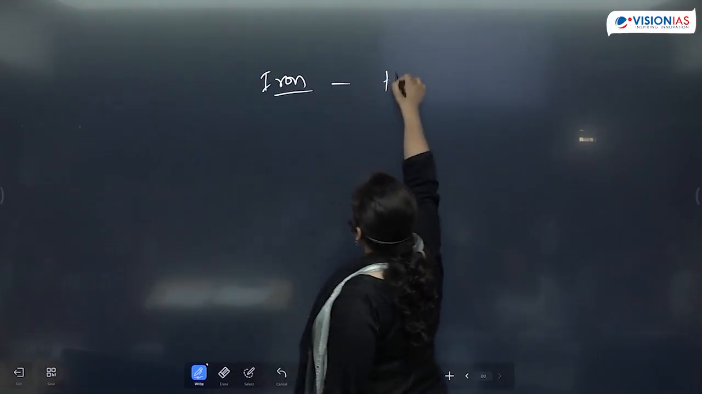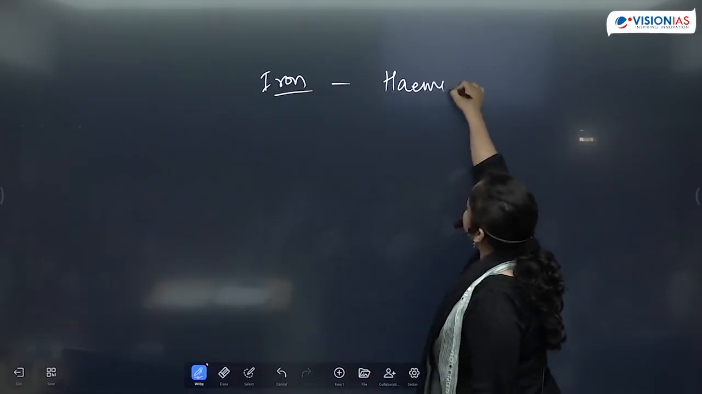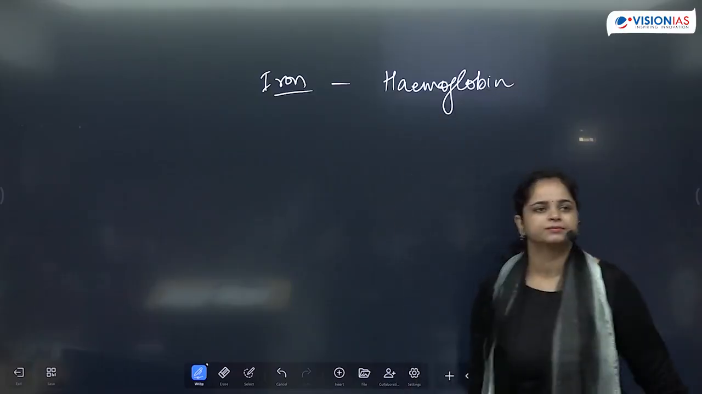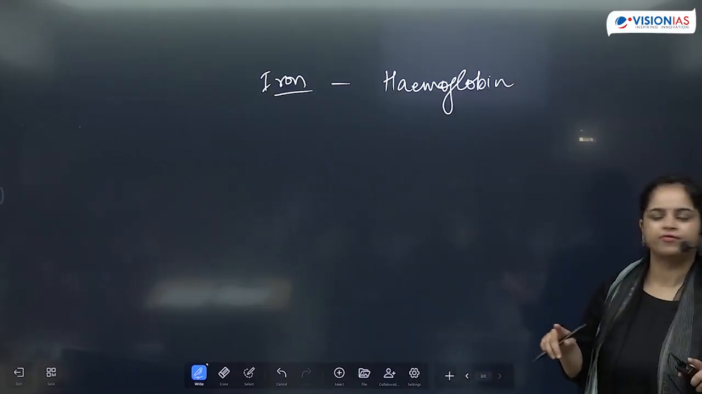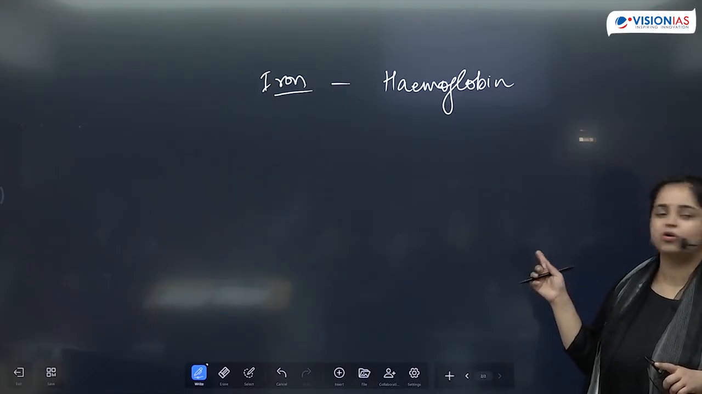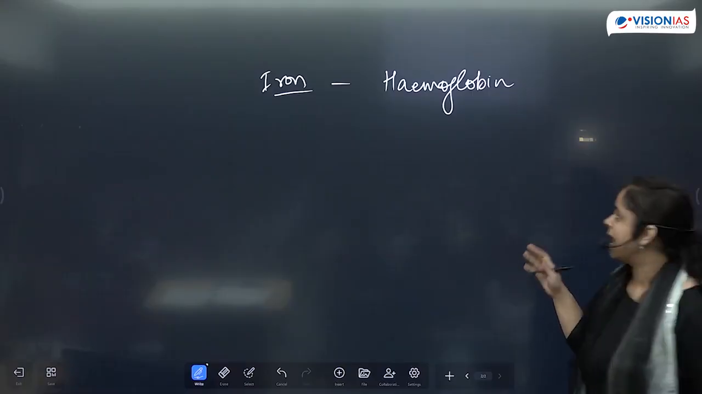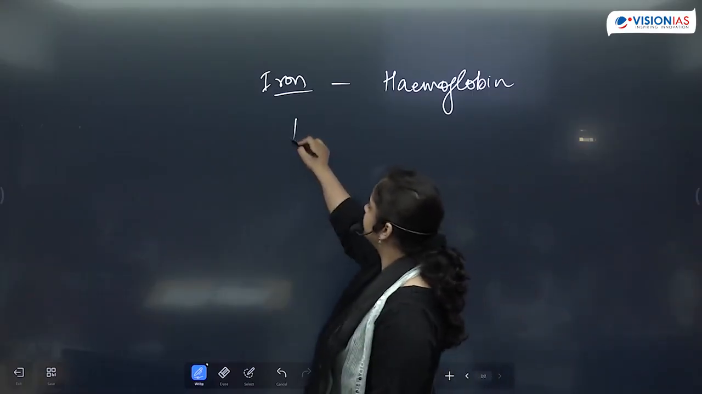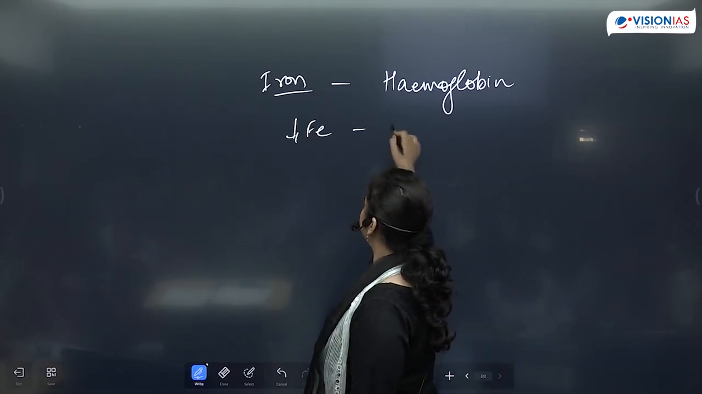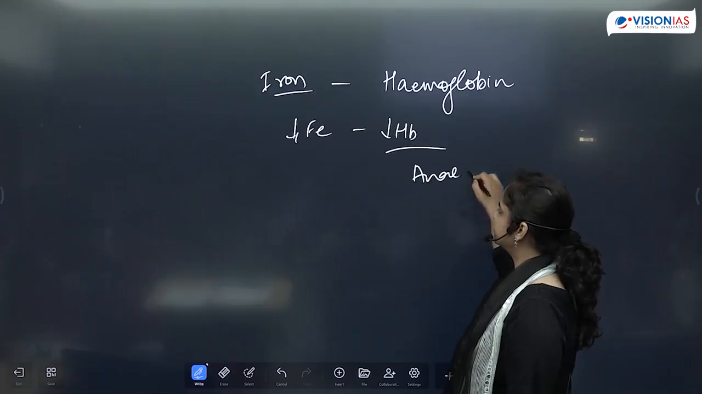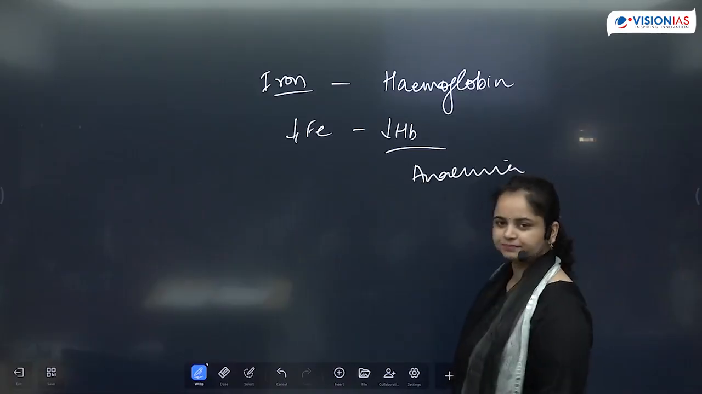Iron is a part of hemoglobin. Remember hemoglobin? The structure of hemoglobin contains iron. And if iron is less, hemoglobin will be less, and what you are going to have is anemia.